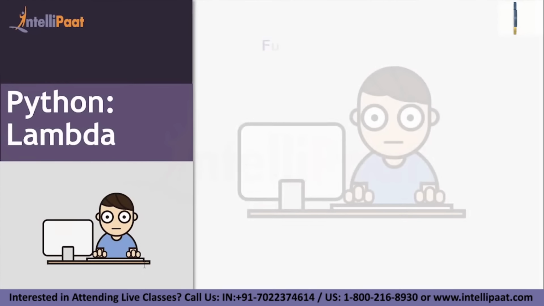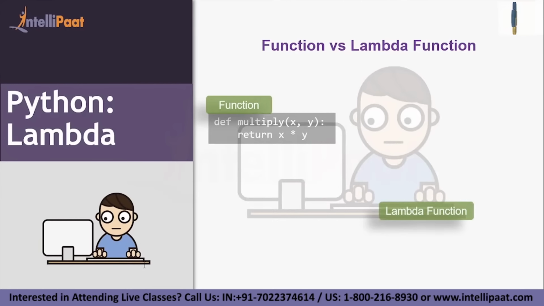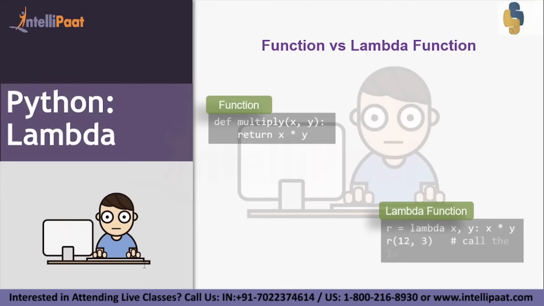Let's move ahead. So next is function versus lambda function. What we are doing up here is comparing a function with a lambda function. Here's a normal function which takes 2 arguments and returns the multiplication result of both of them. And here is a lambda function for the same. It's like r equal lambda x comma y such that x multiplied by y, and if you call r of 12 comma 3, it will return the result of 12 multiplied by 3, that is 36.